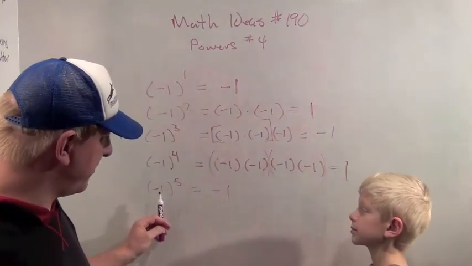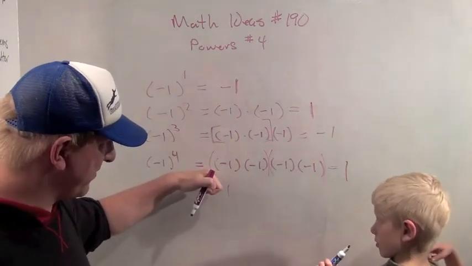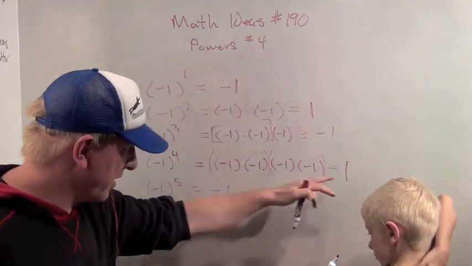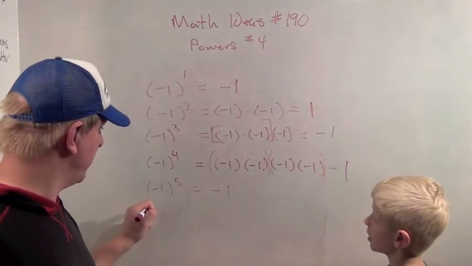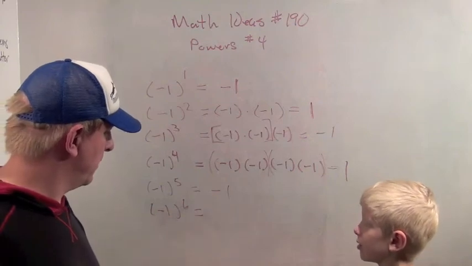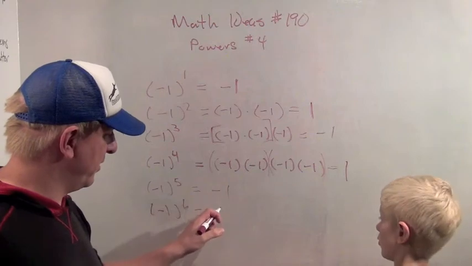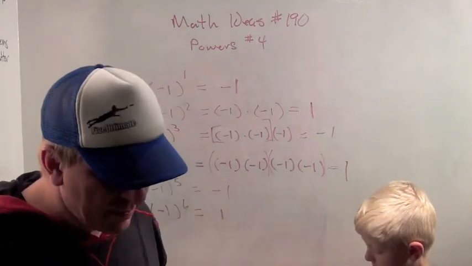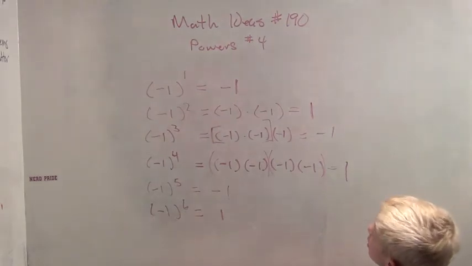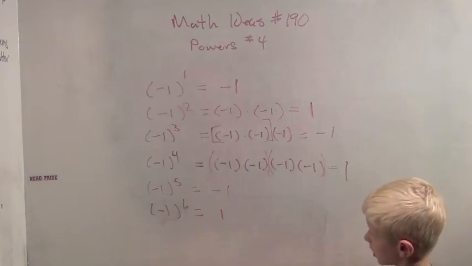-1 to the 5th power means 5 copies of -1. We just learned 4 copies of -1 multiplied together is 1, so we just have one -1 left over times 1, so we get -1. What do you think -1 to the 6th is going to be? It's going to be -1 times -1, which is 1. Can you tell me the pattern that we figured out here for powers of -1? It's -1, 1, -1, 1, -1, 1.